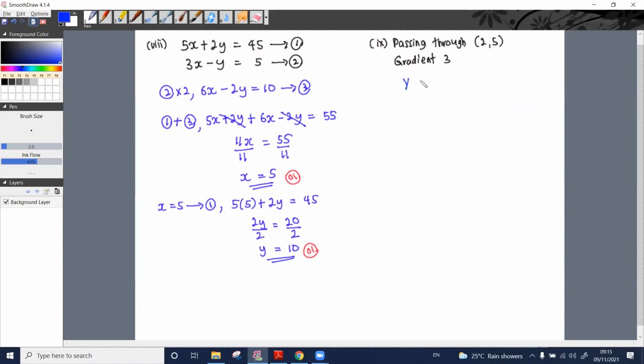If it is a straight line, the equation should be in this format: y equals a plus bx. Here what is the meaning of this? When the value of x is equal to 2, the value of y should be equal to 5. Gradient or the slope is represented by b here. So 3 into 2. Therefore, the value of a should be equal to what?